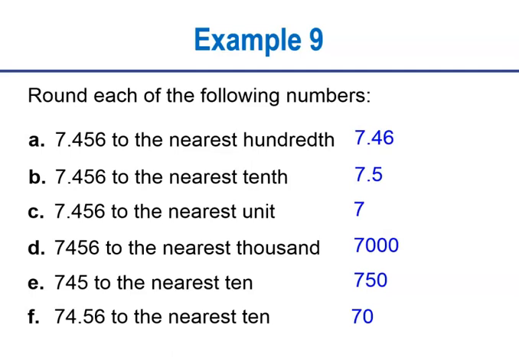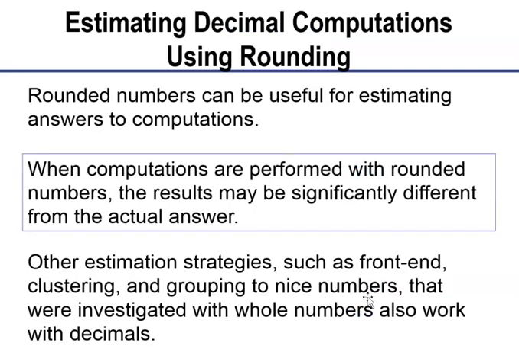Okay, just a few more slides. Hang with me. Okay, how about estimating decimal computations using rounding? It says rounded numbers can be useful for estimating answers to computations, and we just practiced rounding. When computations are performed with rounded numbers, the results may be significantly different from the actual answer. I caution you to not round in the middle of computations.